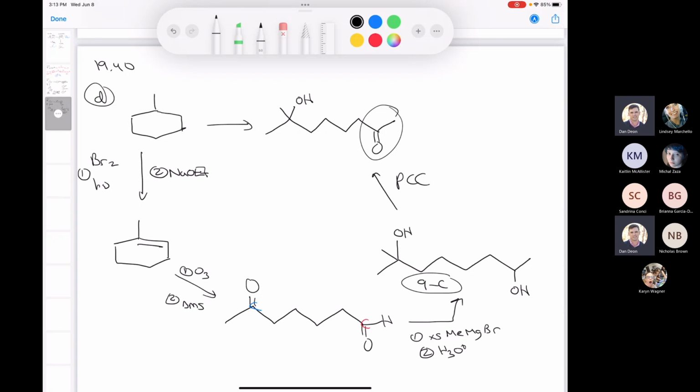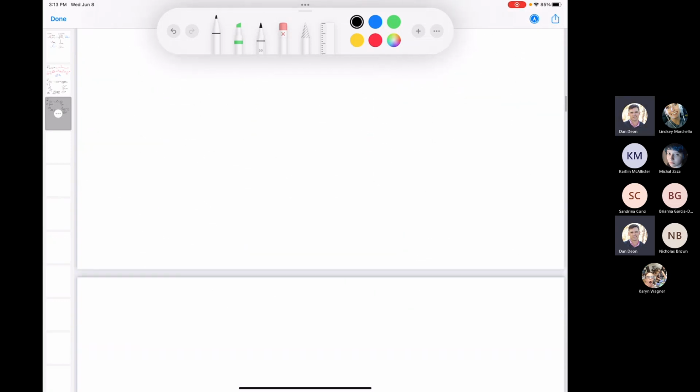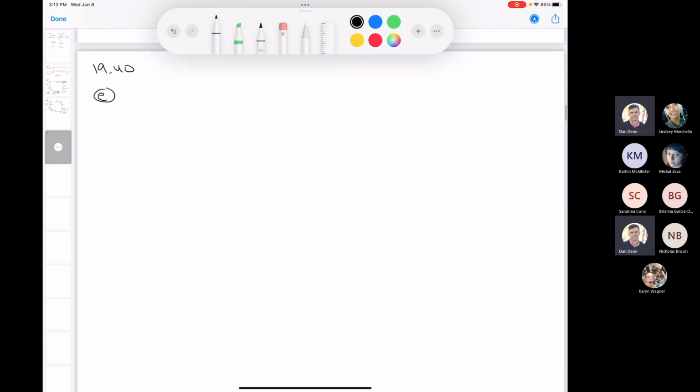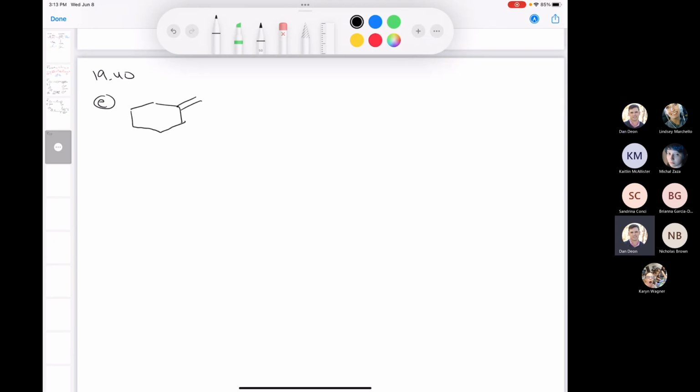Excuse me. Another one of those syntheses where you really need to be aware of all of your reactions in order to get to the end. Let's try one more. This one is 19.40E. And now we're making an imine. So we're starting out with this compound.